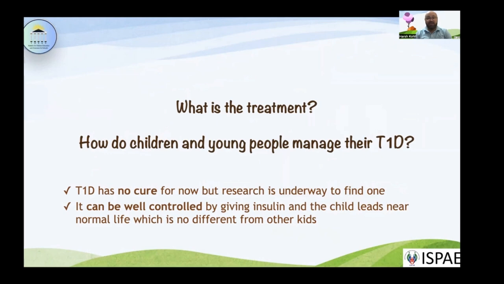So now what is the treatment for type 1 diabetes? How do children and young people manage their type 1 diabetes? Type 1 diabetes has no cure for now, but research is underway to find one. It can be well controlled by giving insulin, and the child leads a near normal life, which is no different from other kids.